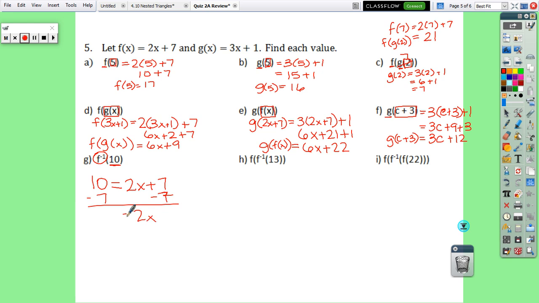So 2x is equal to 3, divide by 2, x is equal to, you can either leave this as 3/2 or you can change it to 1.5, it doesn't matter to me.